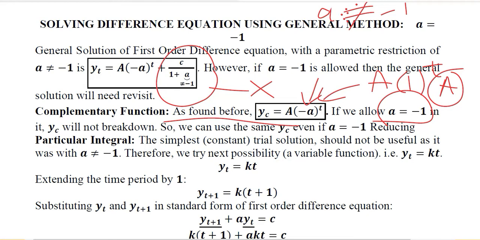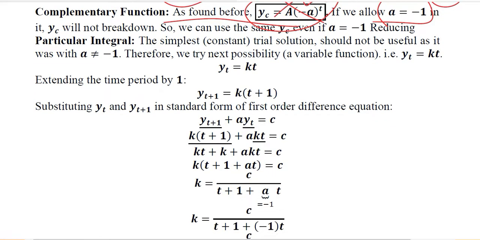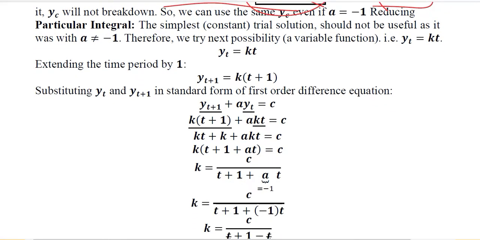This is another problem that we can observe if a is allowed to be equal to -1, and if we use the same old formula that we used in the last step, this will also not be meaningful. So therefore we have to come up with another solution, and for that we will experiment again like we did before, that we consider a certain trial solution.